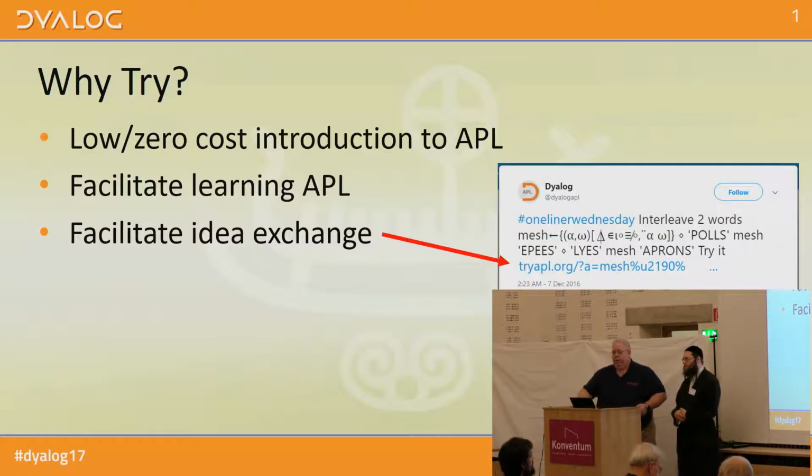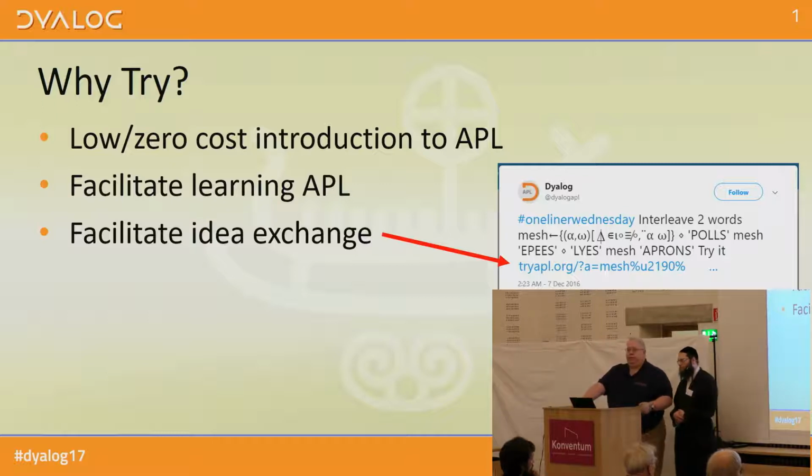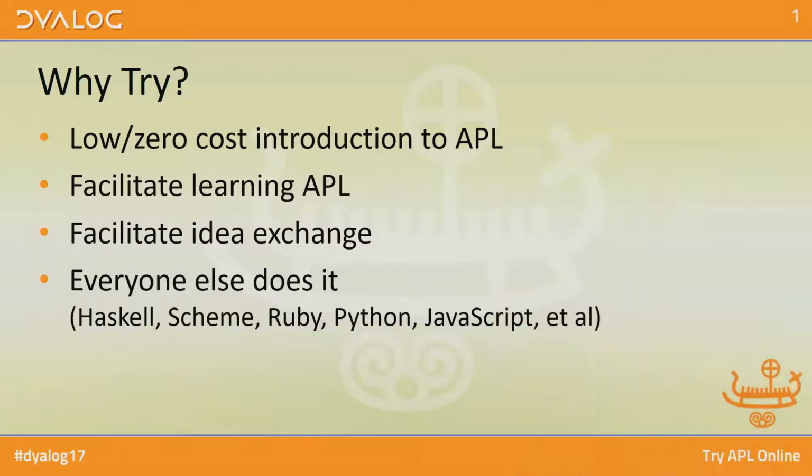I don't know if you've seen the One-Liner Wednesdays that Dyalog has put out in the past, but these hyperlinks here are links that'll take you to Try APL and execute the APL expression and allow you to play around with it. And then, well, everybody else does it. There are ways to try all different languages online, and APL ought to be one of them.